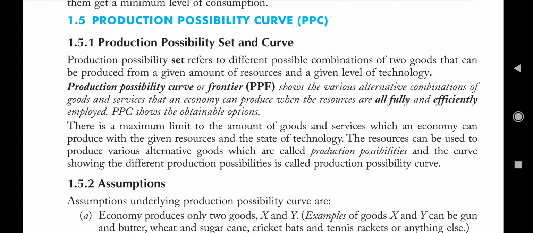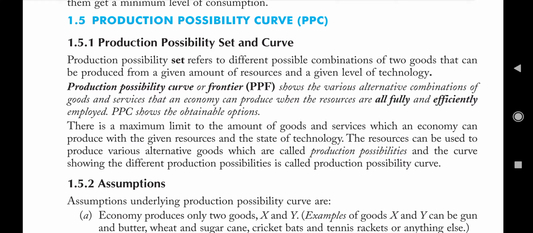Today I will tell you about the production possibility curve. The production possibility curve is a curve showing alternative production possibilities of two goods with the given resources and the technique of production. It is also called the production boundary, or we can say production frontier, because the production possibility curve shows the maximum possible production with the given resources and with the given technology.